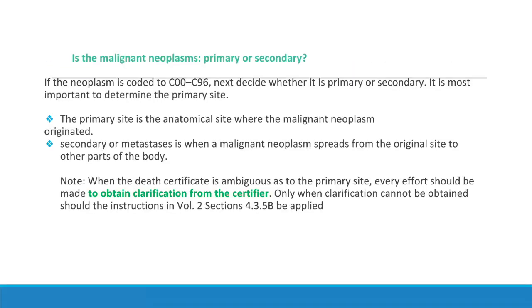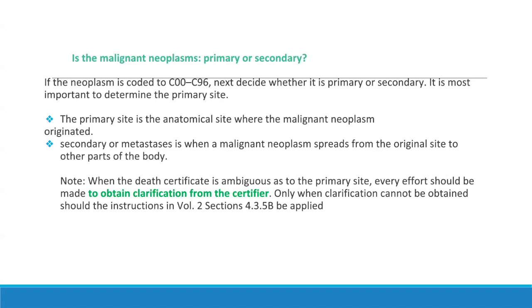When coding a neoplasm within the C00 to C96 range, it is crucial to determine whether the neoplasm is primary or secondary. The term primary site is defined as the tumor's site of origin, or where the tumor originated.